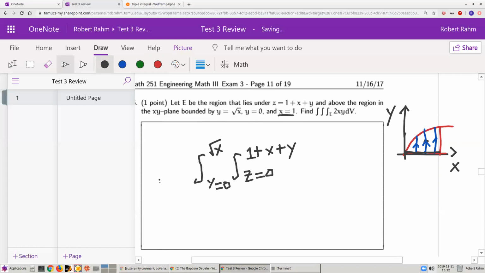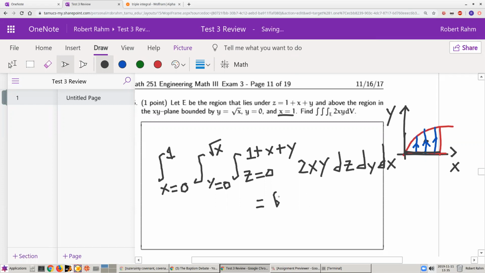Okay, so now this is going to be the integral from x equals 0, that's a strange mistake to make, x equals 0 to 1, of the integral from y equals 0 to square root of x, of the integral from z equals 0 to 1 plus x plus y, dz dy dx. And this is 65 over 84.